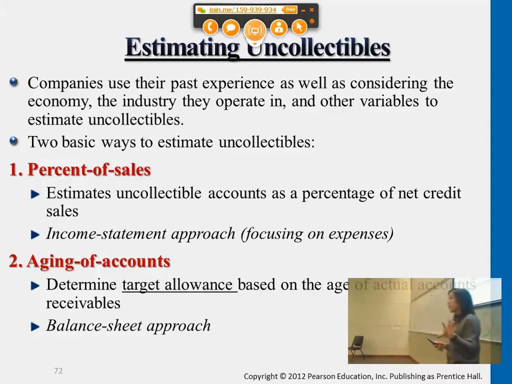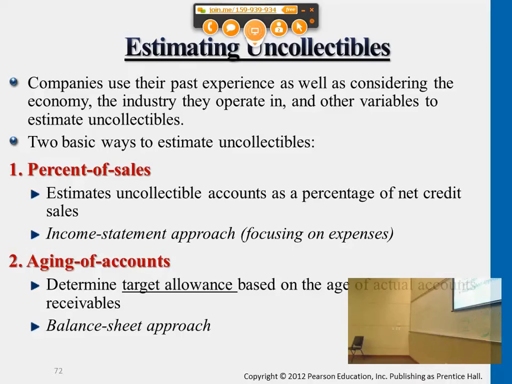Okay, so the older the account, the higher the percentage of uncollectability will be assigned to that dollar amount of that account. Later on I will show a table. The younger the accounts receivable are, the lower the percentage, the lower the probability that the account will not be collected, because it's still a new account.